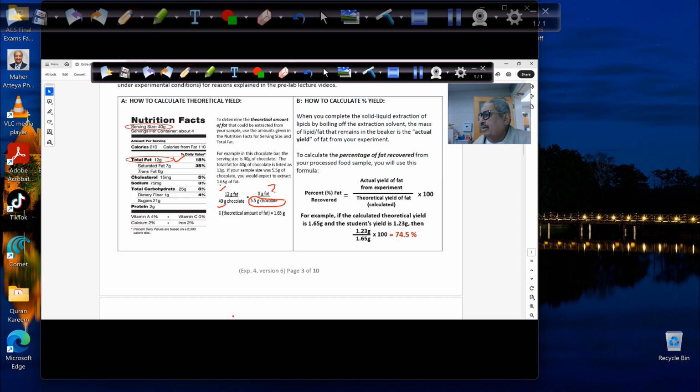Now, after your procedure, you calculate the actual amount of lipids. As I said, beaker with boiling chips with the lipids filled minus beaker with the boiling chips empty. That will give you the actual yield. Actual yield over theoretical yield from the back of the snack bag, multiplied by 100, will give you the overall percentage yield.